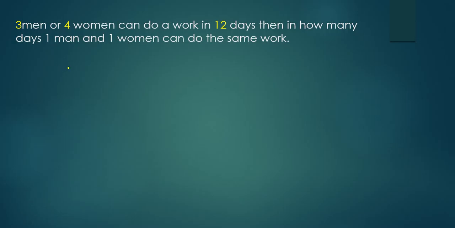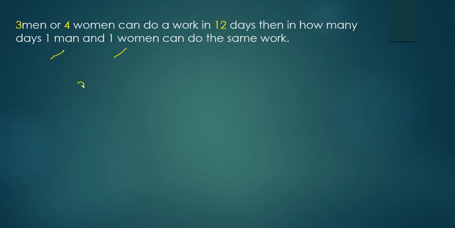3 men or 4 women can do a work in 12 days. Then in how many days can 1 man and 1 woman do the same work? In the earlier case, 3 men and 4 women, as the efficiency is the same, could complete the work in 6 days. But here, 1 man and 1 woman, so we don't know how much work they are doing per day. How to tackle these kinds of questions?